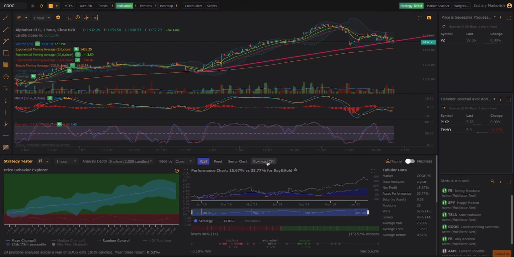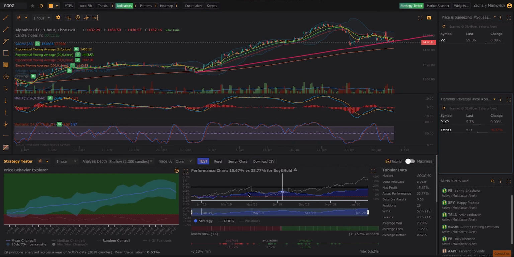Now, you've also got this download CSV option, so you can click on one of these options and download an Excel sheet, and it's going to give you an Excel of all 29 trades: entry date, entry price, exit date, exit price, the max drawdown on each trade, max gain on each trade, number of candles the trade lasted for. All that's going to be on the chart here.